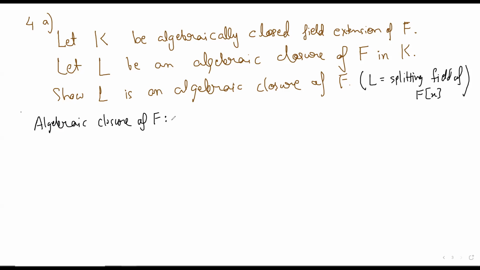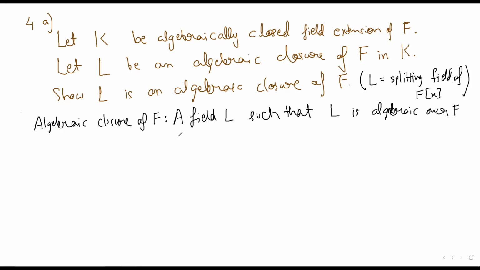of F. So this is a field L such that L is algebraic over F, and did they say it's a splitting field? Oh no, they're saying it's just algebraically closed. And L is algebraically closed. So are these two definitions the same?